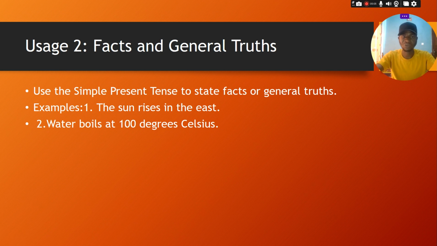So please take note of our verbs. In our first example there, we added s on the verb rise because our subject is in singular form, and we also added s. Remember, water is uncountable, so in that case we add s on our verb to make it boils. We don't say water boil at 100 degrees Celsius, but we say water boils at 100 degrees Celsius.